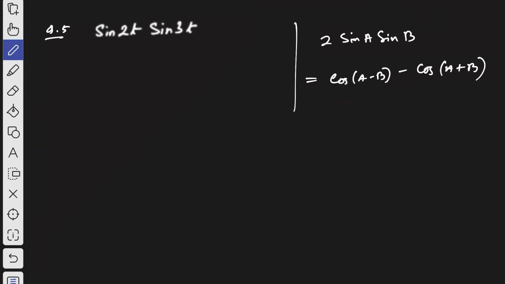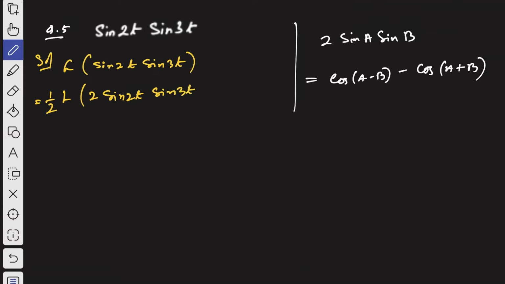So we need to find the Laplace transformation of sine 2t sine 3t, right? So here what we can do, we can multiply half and 2, right? Then here we can write 2 sine 2t sine 3t. Now consider 2t as A, 3t as B, right?